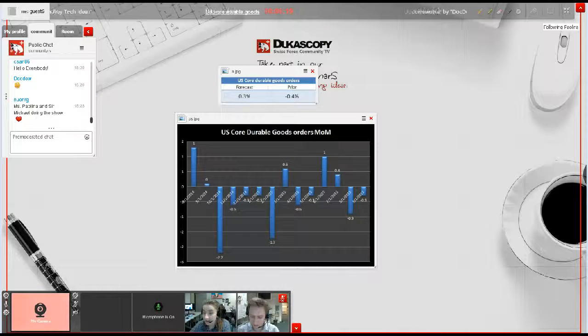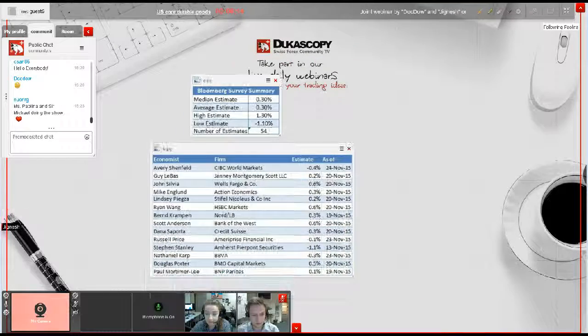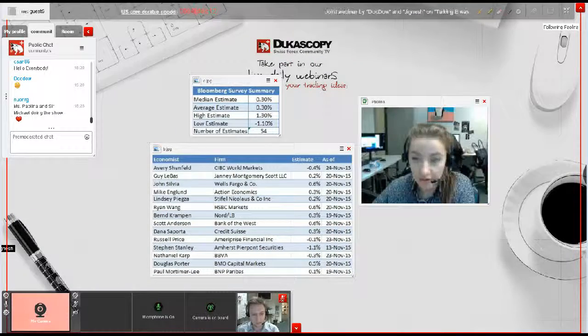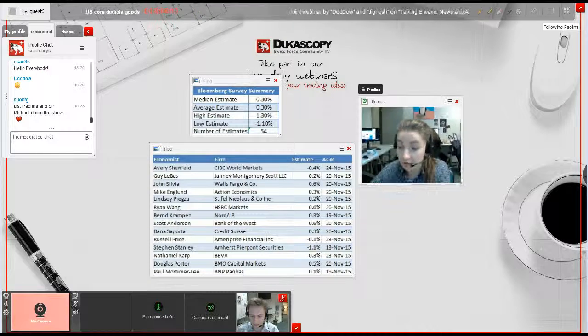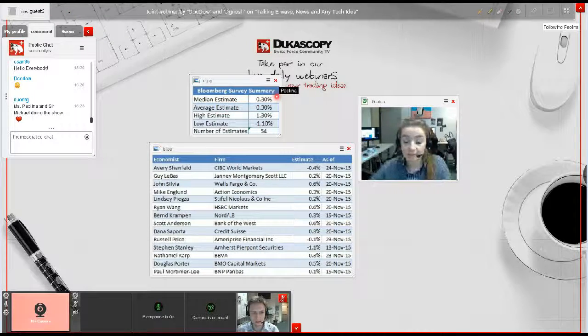And let's take a look at what economists from different banks and economic institutions have to say on this particular data release. According to their views, we have the Bloomberg survey summary, where the median estimate stands at 0.3%, the average estimate stands at 0.3% as well, the high estimate stands at 1.3%, and the low estimate stands at minus 1.1, whereas the number of estimates this time has reached 54.